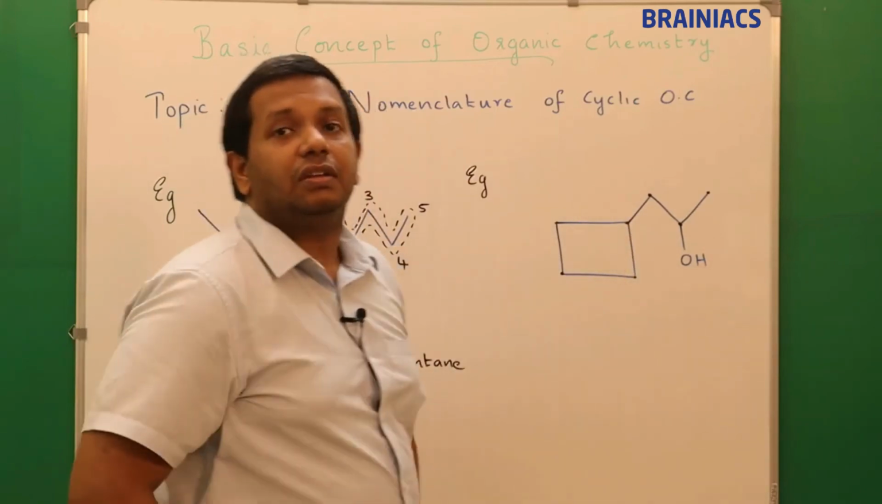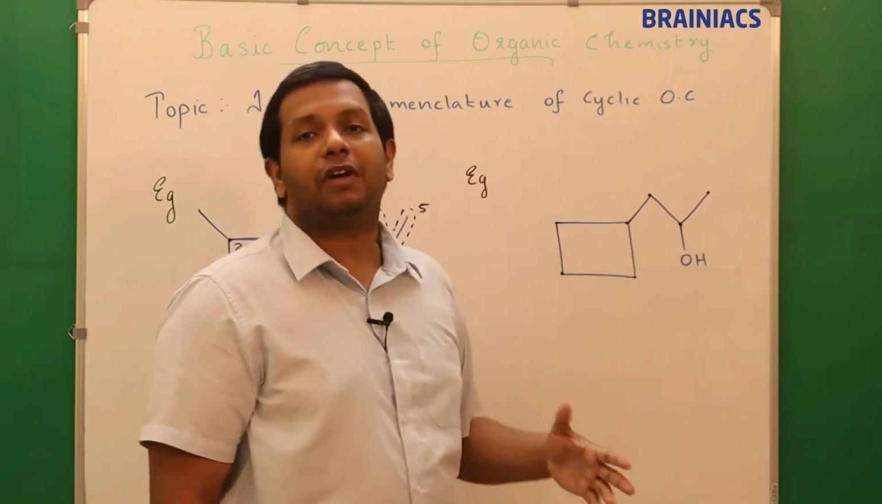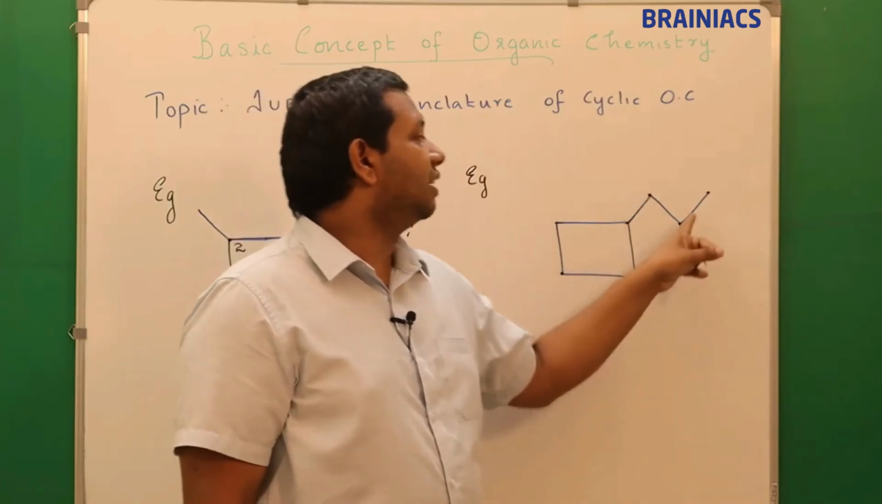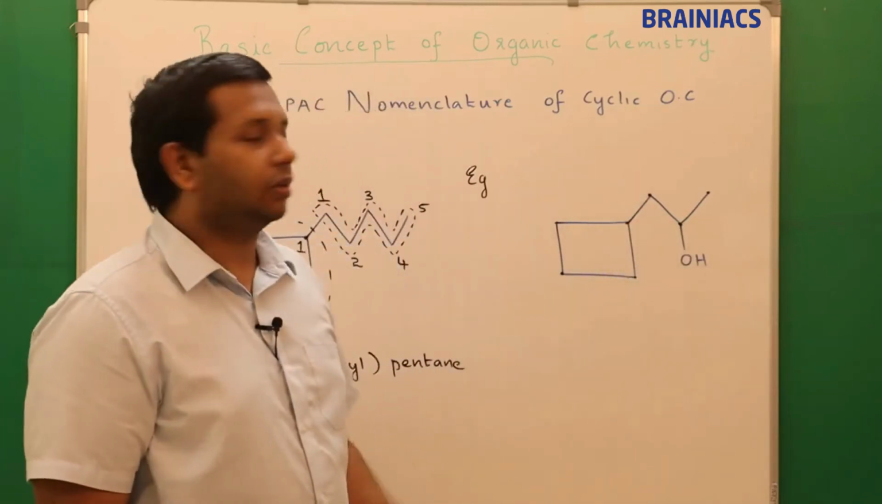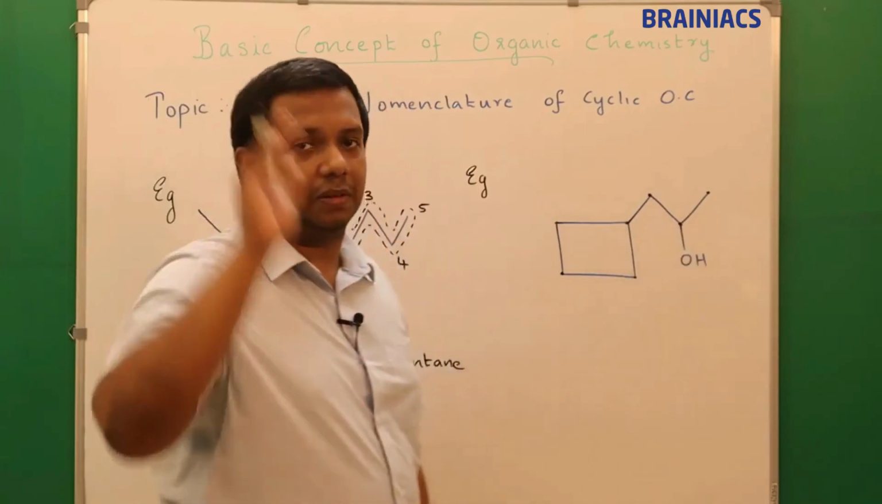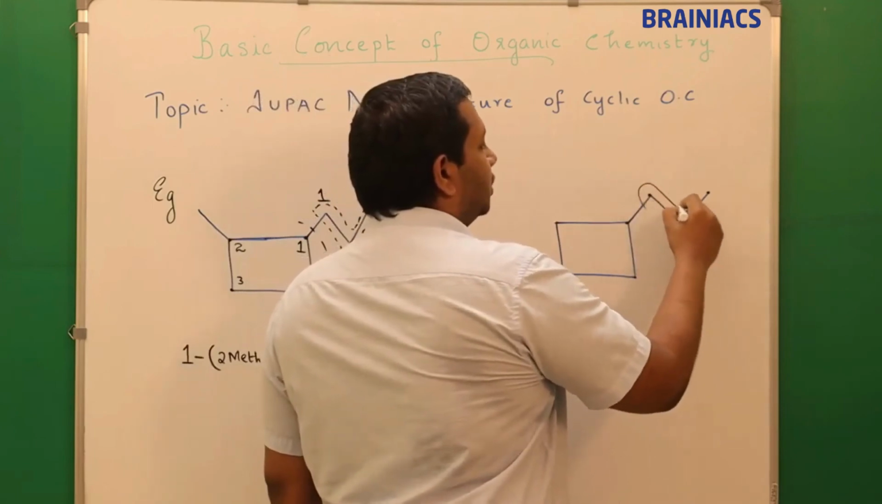So here the functional group is present in the side chain, and the side chain has 4 carbon atoms, and this one also has 4 carbon atoms. The rule says, if there is no functional group and both of them have an equal number of carbon atoms, who will get the priority? The cyclic compound. But here the side chain has the functional group present. So in that case, the side chain should be the parent carbon chain. Please remember that. Now I am choosing this as my parent carbon chain.